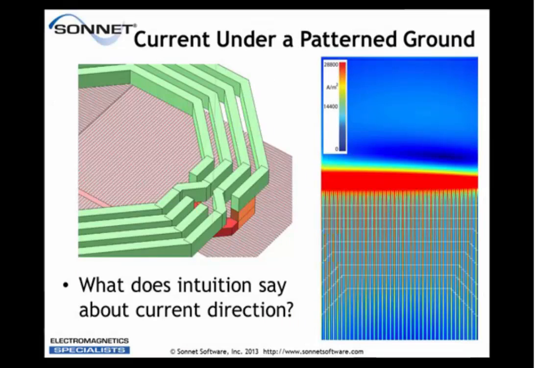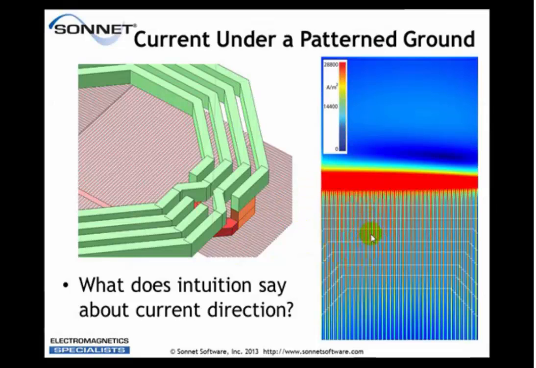Now, what happens under a pattern ground plane? Here we have a pattern ground plane under that spiral inductor. The strips in the pattern ground plane are 1/2 micron wide with 1/2 micron gaps. And look at the current underneath these, and you see, well, it looks like about one stripe per ground plane strip, or is it? Well, we'll check here in a second.